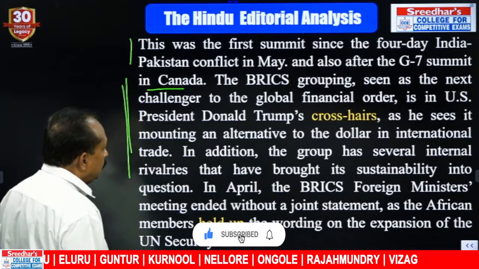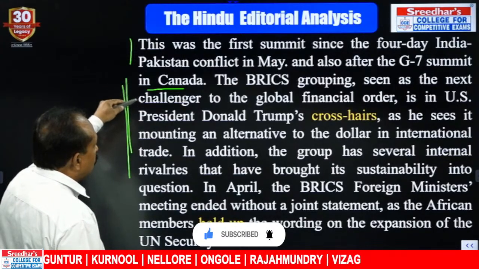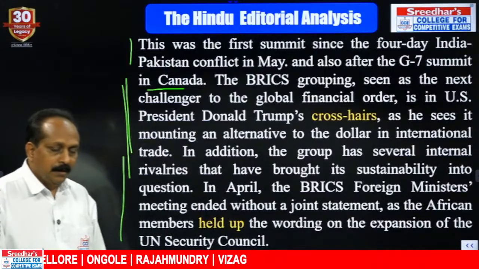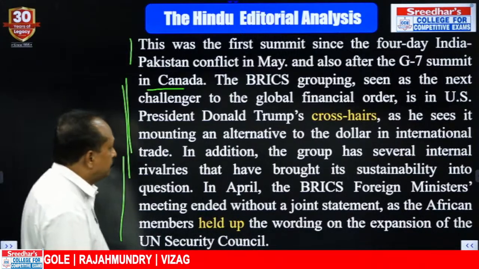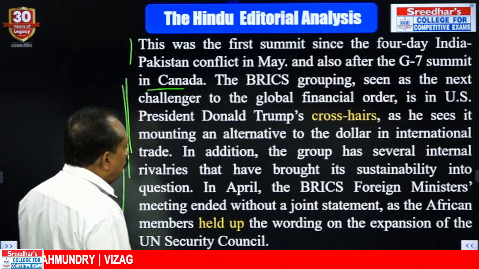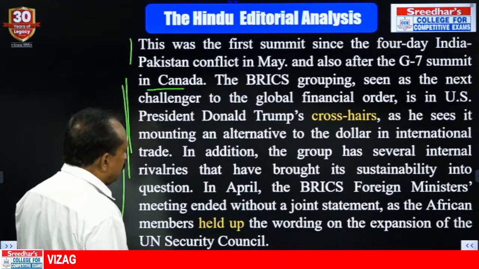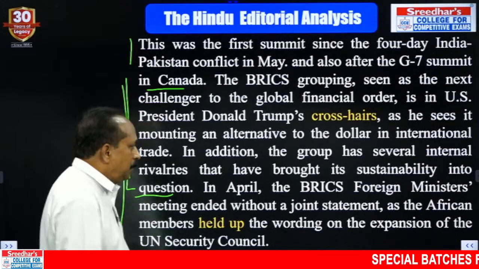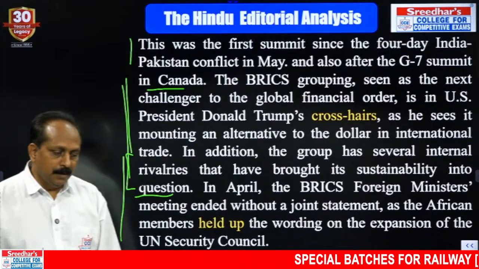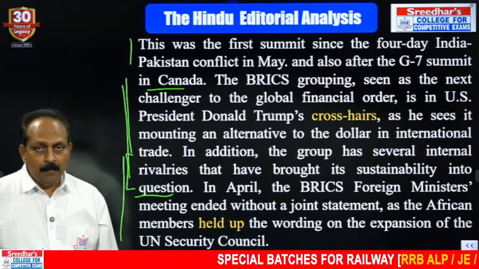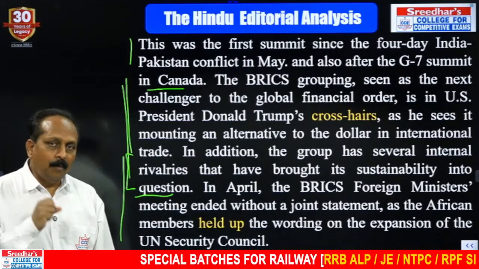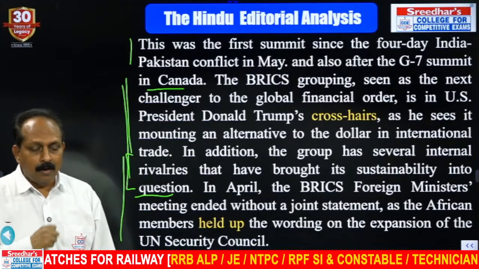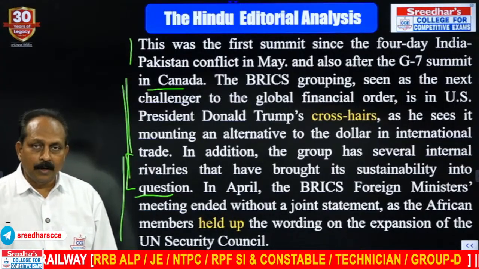In addition, the group has several. This sentence talks about a threat. This sentence talks about the problems this particular organization has been facing. In addition, the group has several internal rivalries that have brought its sustainability into question. Here there's a statement. What is that statement? Because of internal rivalries, there is a problem. What is the problem? People started doubting the maintenance of this organization, the future of this organization.